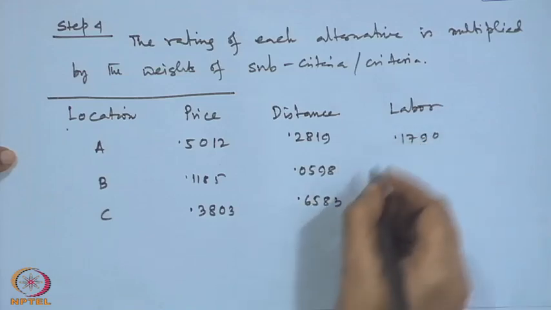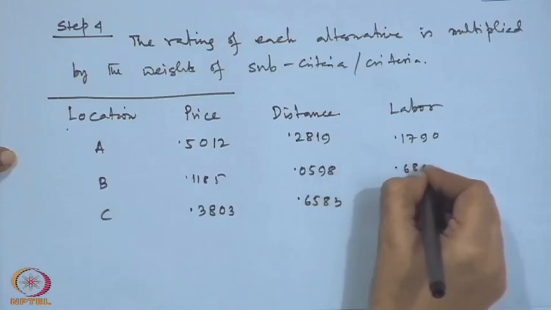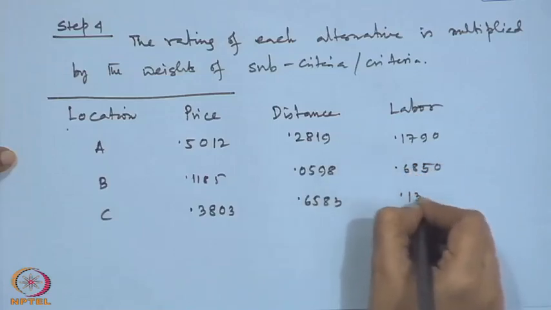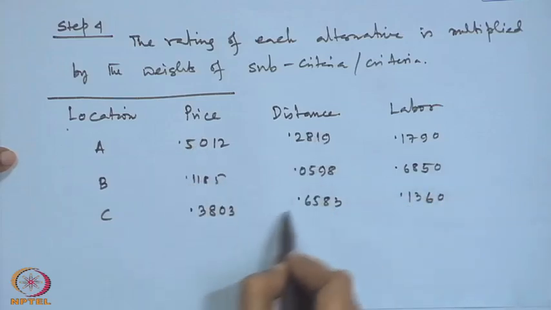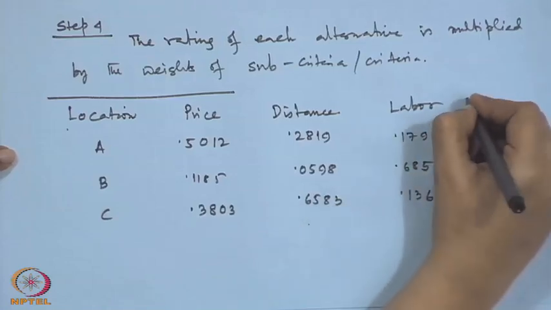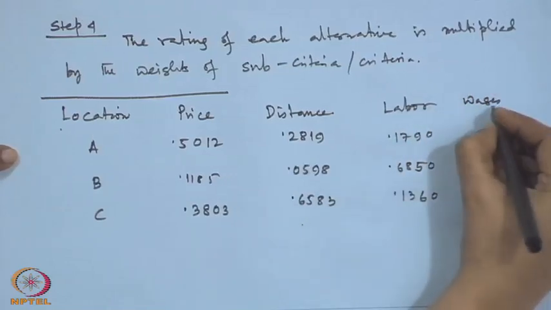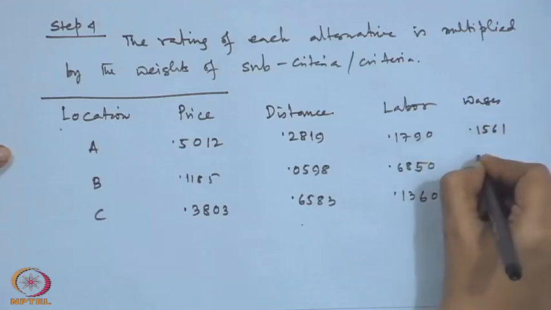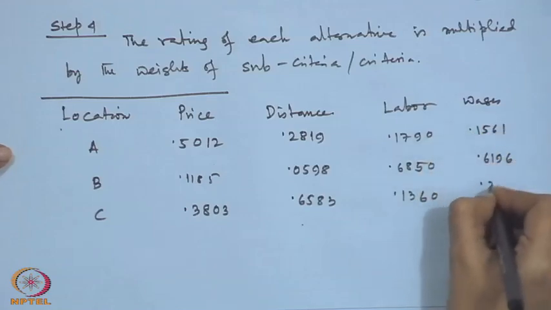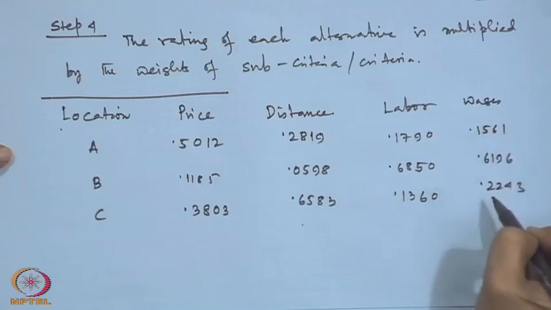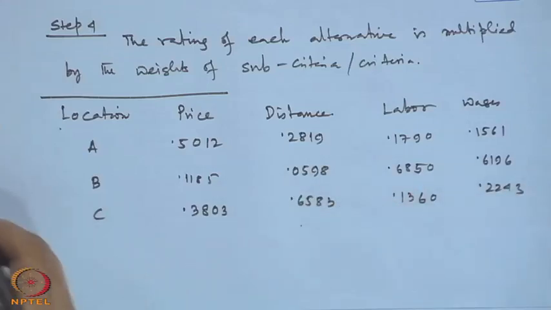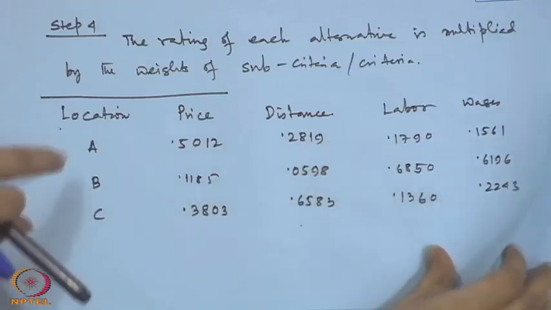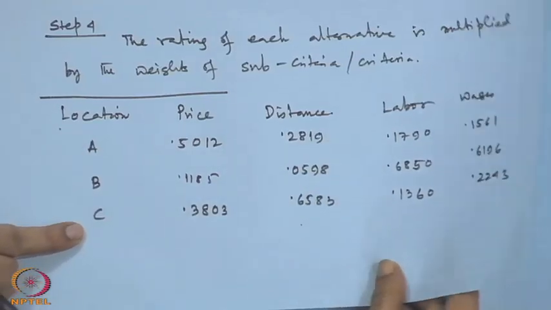There should be 3. You see, the priority vector has been calculated in such a way that the sum is always 1. Here the sum is 1, here the sum is 1. And the next criteria, that is wages, we are having 0.1561, 0.6196, 0.2243. Here also if I add all, it will come to 1. These are the priorities of individual alternatives with respect to certain criteria.